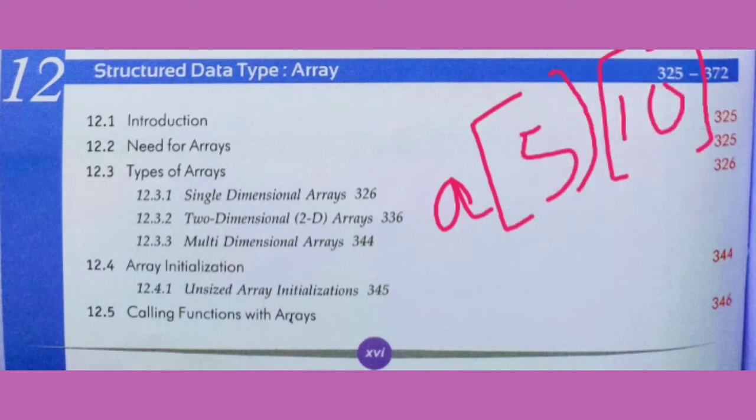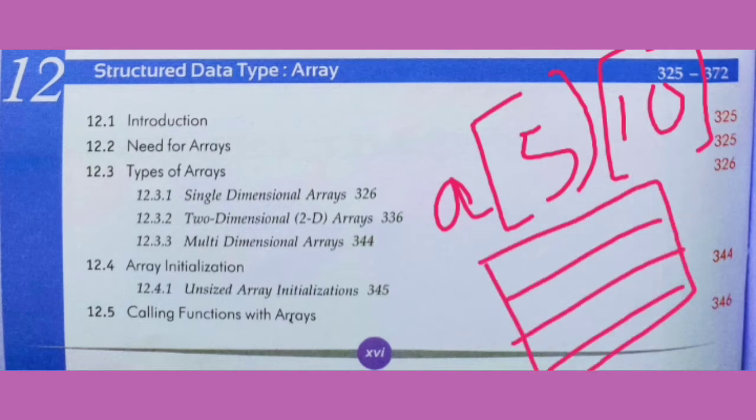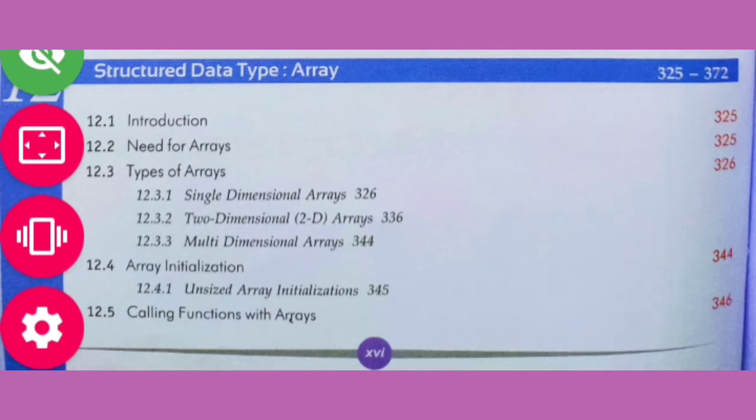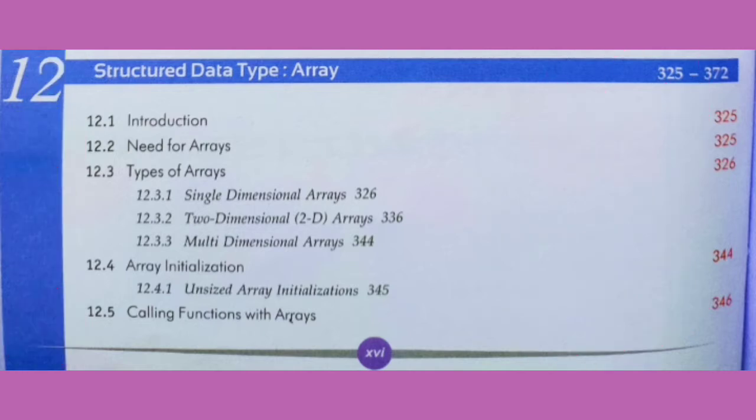So here it means it will be in a tabular form, right? It will be of rows and column format. So like this you will have the formation. Based on this also we'll have double dimension or multi-dimension arrays. We'll also study unsized array initializing, like how to initialize an array, and we'll go through this in the chapter.